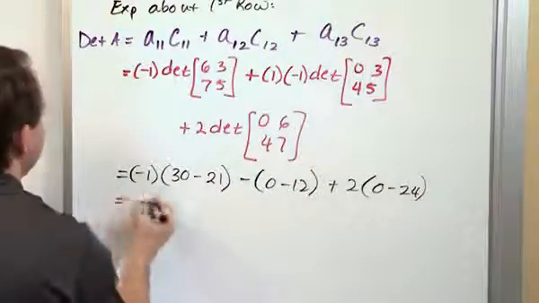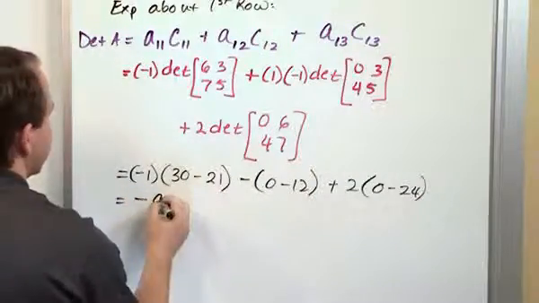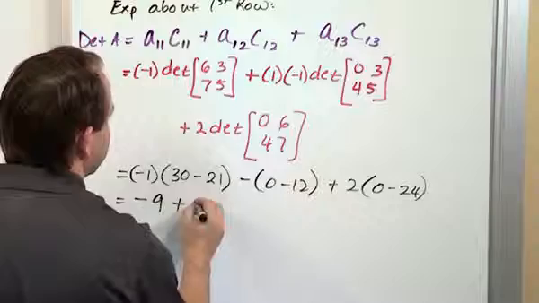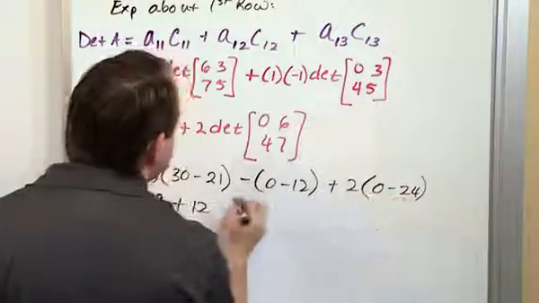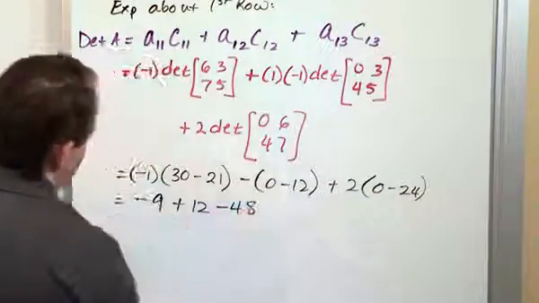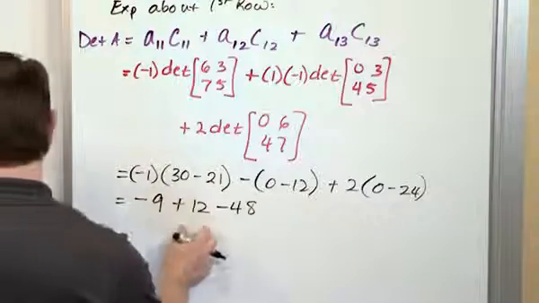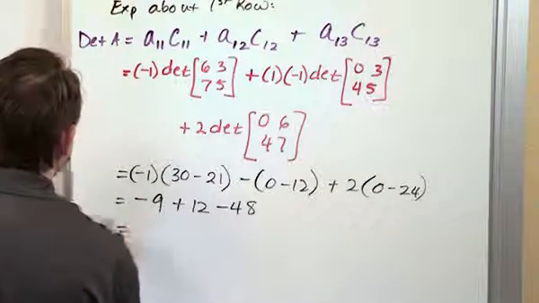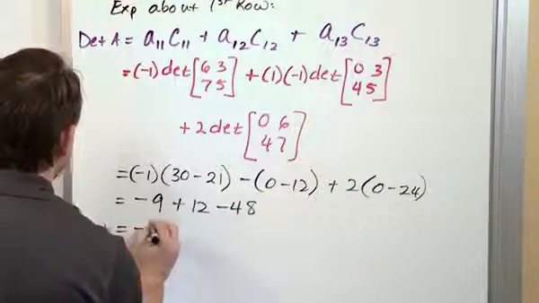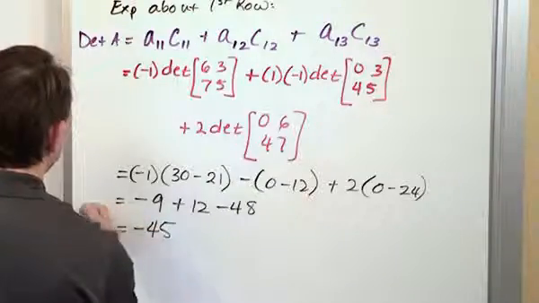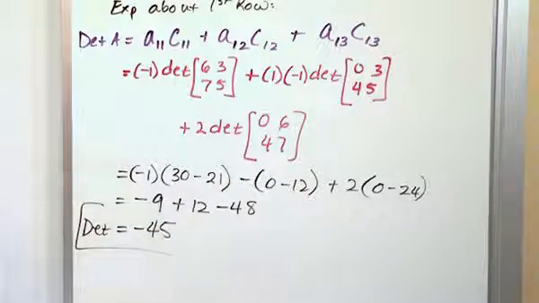All right, so what we have here is negative. This gives us a 9. This gives us positive 12. This gives us a negative 48. So I have a negative 48 right here. So we have negative 9 plus 12 minus 48. The determinant of this matrix is then negative 45. That's the determinant of the matrix, negative 45.